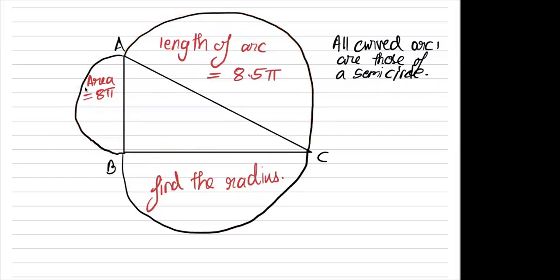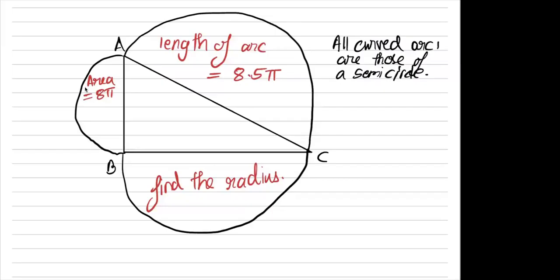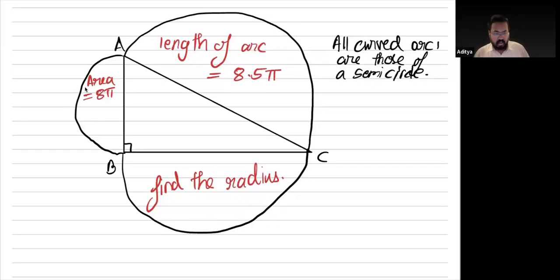Sir, is anything given about the triangle? No, nothing is given except for the fact that it's a right angle triangle. Okay, sir. If anyone has any confusion, just unmute and ask.